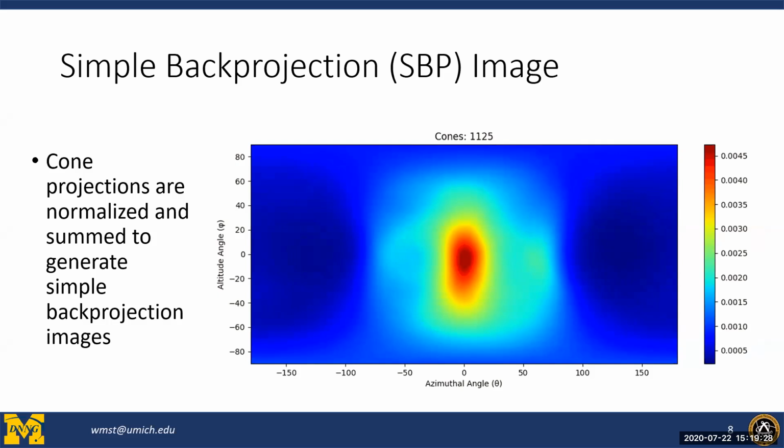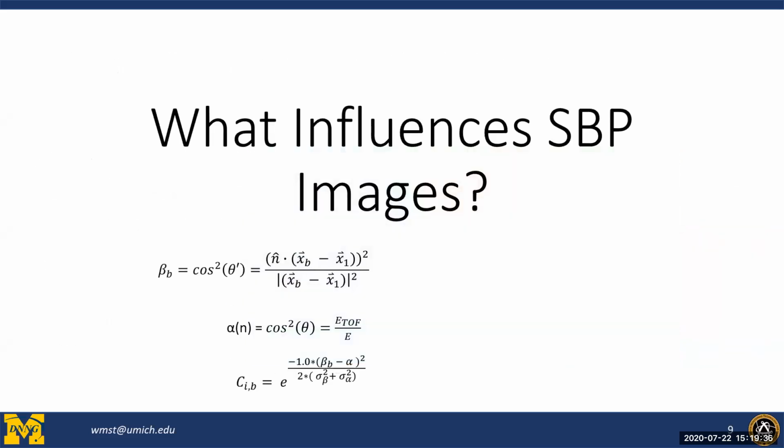So simple back projection images. How do we actually understand these? What influences them? This is a very important question for being able to design and then understand an imaging system. And for that, we have to go back to our equations. So the first one is the angle between the lever arm and any given pixel.